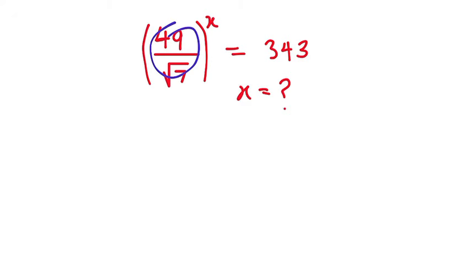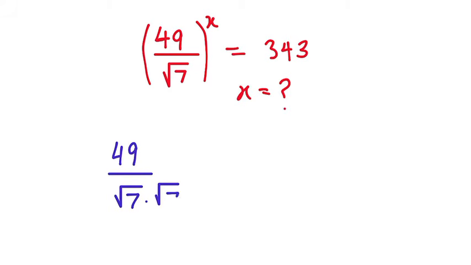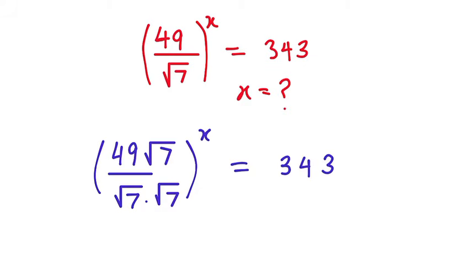Now you see this, I can write it as 49 divided by the square root of 7. Now I'm going to rationalize by multiplying both numerator and denominator by root 7. Then all to the power of x equals 343.